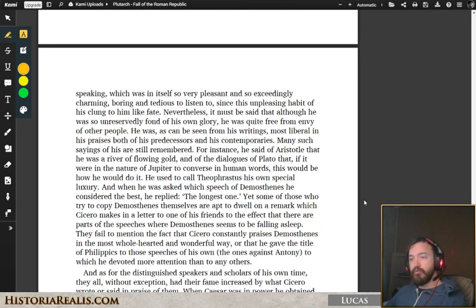Yet some of those who try to copy Demosthenes themselves are apt to dwell on a remark which Cicero makes in a letter to one of his friends, to the effect that there are parts of the speeches where Demosthenes seems to be falling asleep. They fail to mention the fact that Cicero constantly praises Demosthenes in the most wholehearted and wonderful way, or that he gave the title of Philippics to those speeches of his own, the ones against Antony, to which he devoted more attention than to any others.